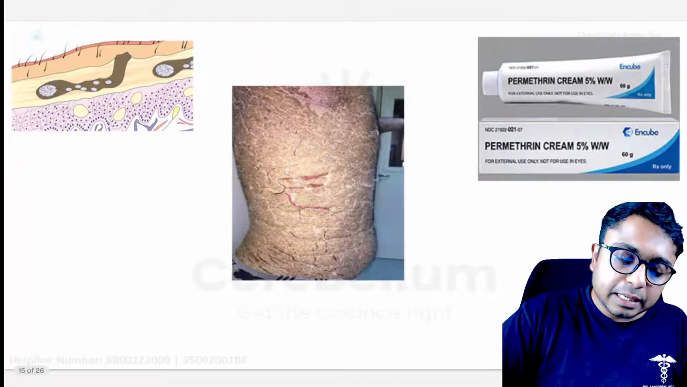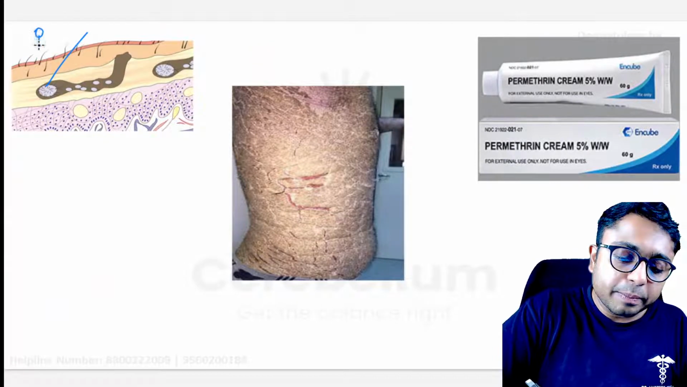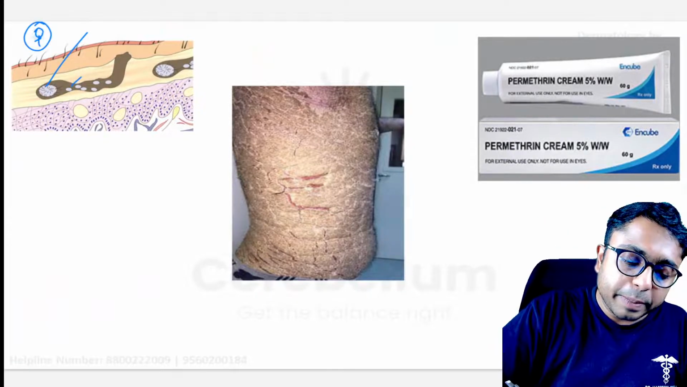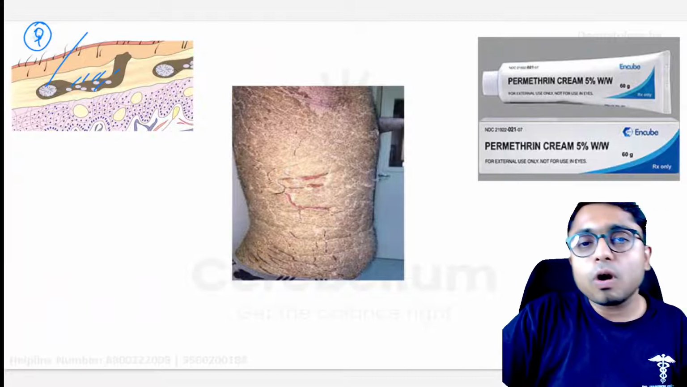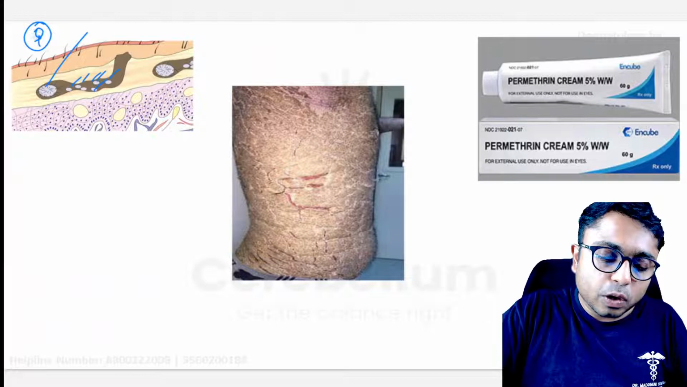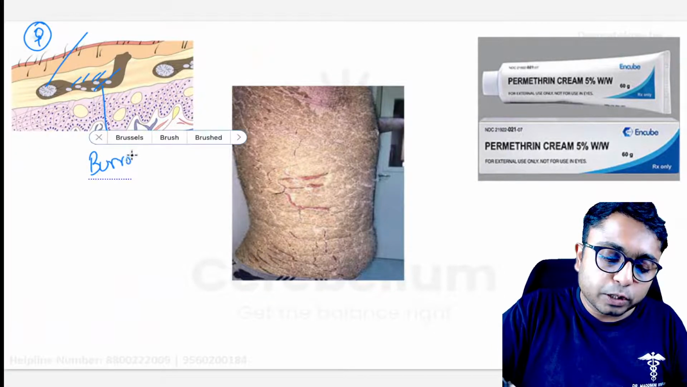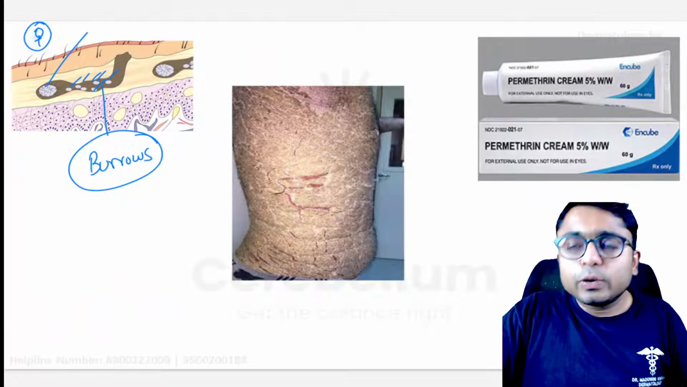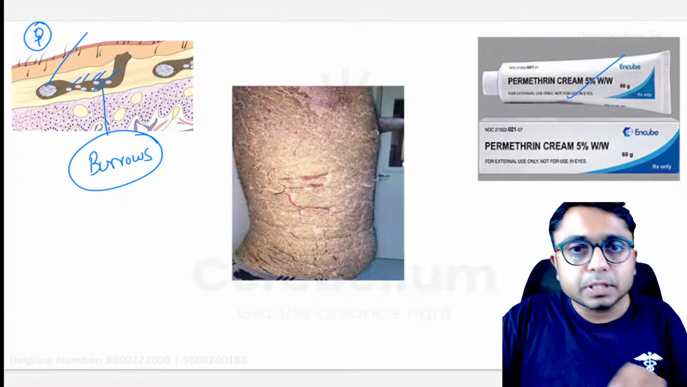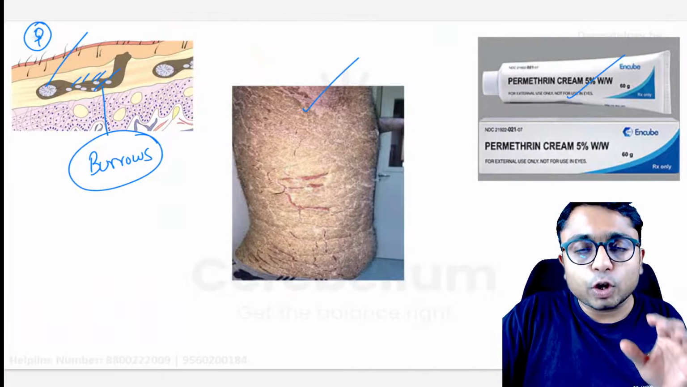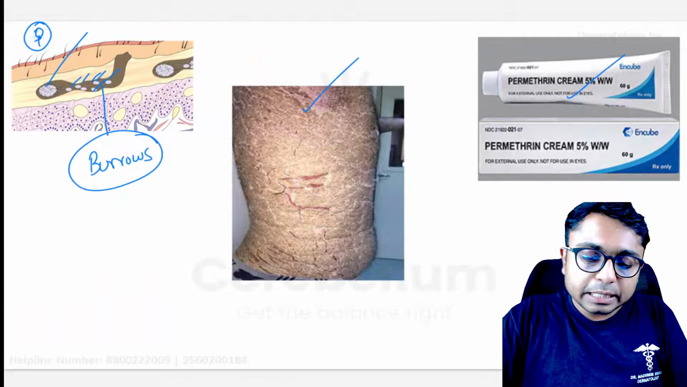So this is the female mite, which is going to dig the burrow, and you can see the babies are following the mother in the burrows. So these are called burrows, which are the pathognomonic lesions seen in scabies. These are the special lesions. And you can see this is the treatment, permethrin 5% cream, which is used. And this is a patient who is having Norwegian scabies, which is also called crusted scabies.